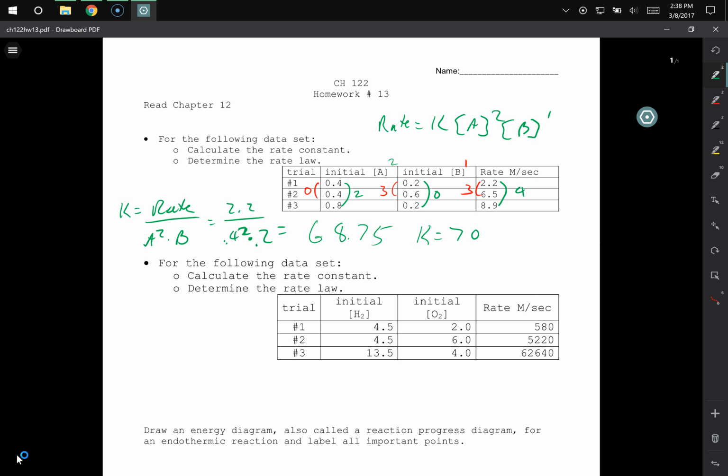So I don't know. We'll choose here and here. I got a 0 and I got a 3. And what happens here? Goes up by about 9. So 3 equal to 9 when this is a 2. Go with that. So second order with respect to the oxygen.